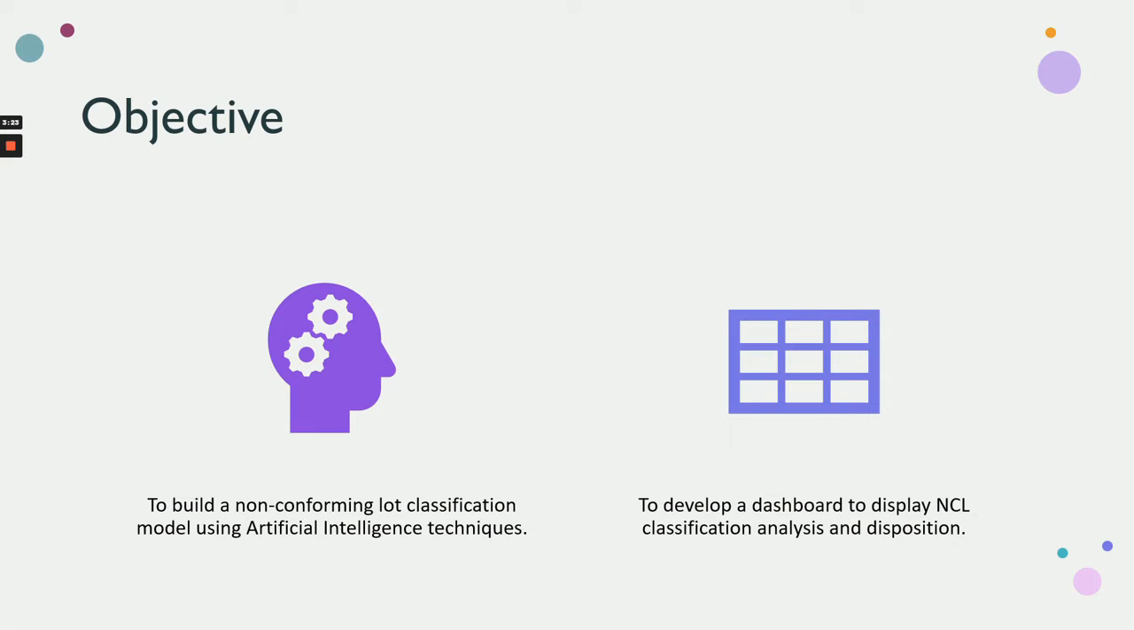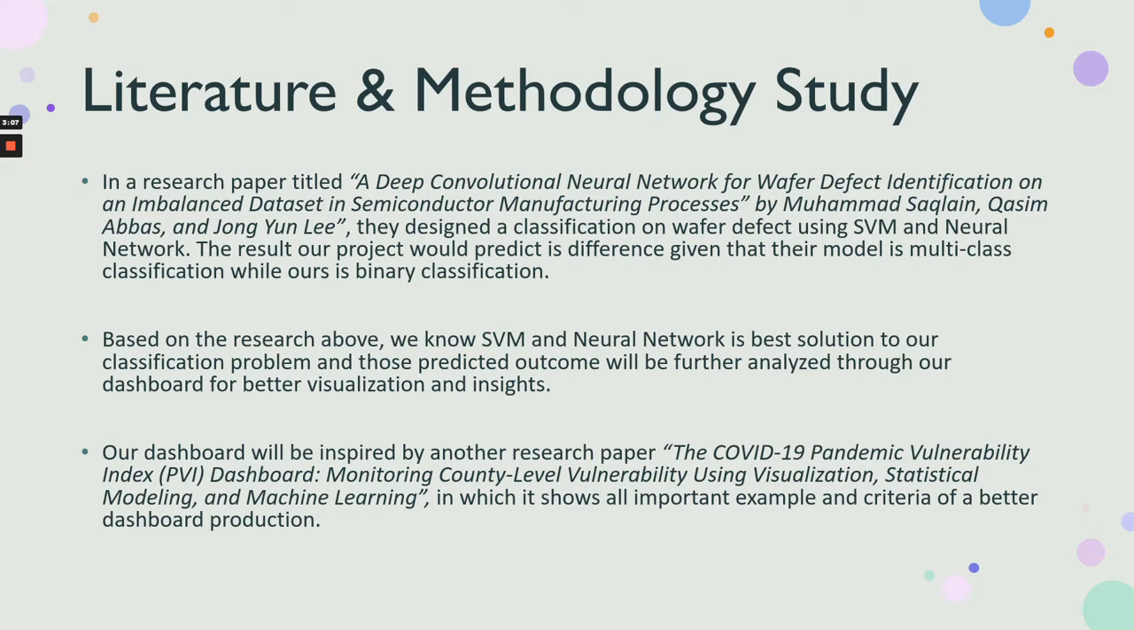The objective of this project is to build a non-conforming lot classification model using AI techniques, and lastly to develop a dashboard to display the NCL classification, analysis, and disposition. By the way, an NCL is a non-conforming lot, which is a defective lot.